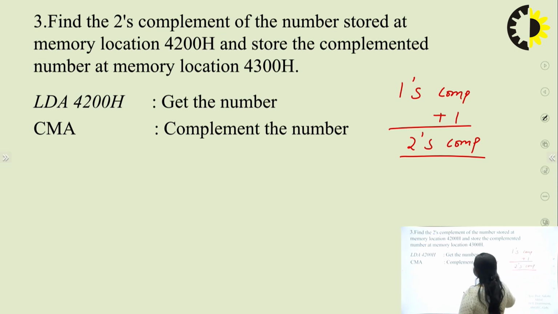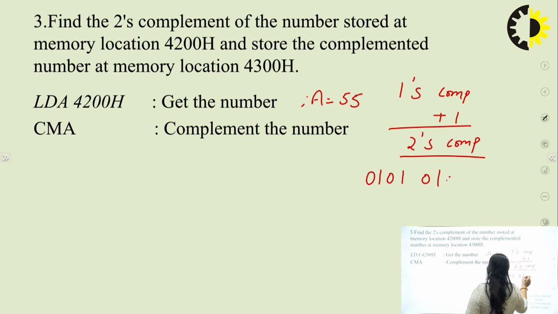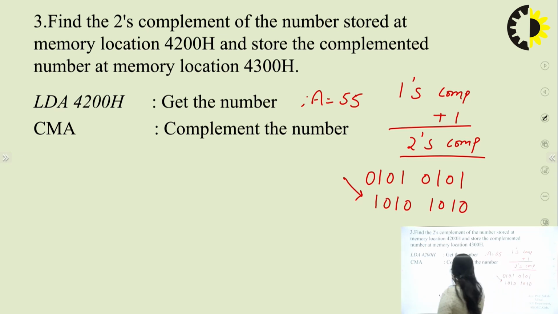For example, let's say in the accumulator you have 55, which becomes 0 1 0 1 0 1 0 1. After CMA, all the bits will be inverted. It becomes 1 0 1 0 1 0 1 0. So after CMA, in the accumulator I have the number AAH. All bits will be inverted.